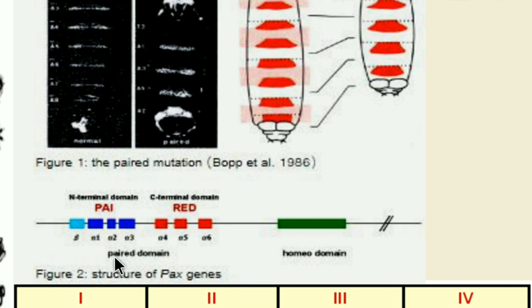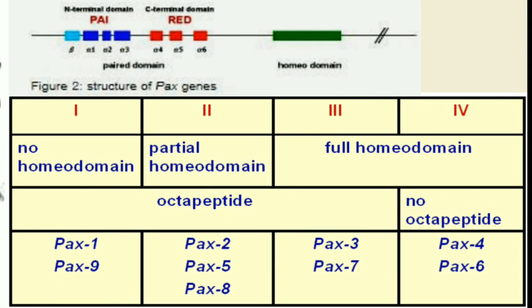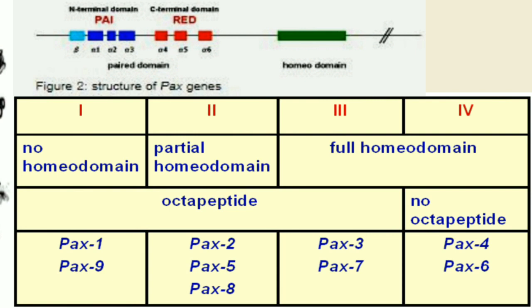In this you can see that these PAX genes have these domains to express. So this is going to have the homeodomain which is going to regulate these PAX genes. And further there is a table which is showing the clusters of the PAX genes, which are 4 clusters with 9 PAX genes. The first cluster is not in the homeodomain, the second cluster is present in the homeodomain, the third cluster is present in the full homeodomain, and the fourth is also present in the full homeodomain.